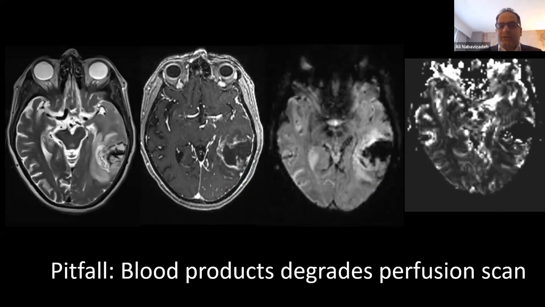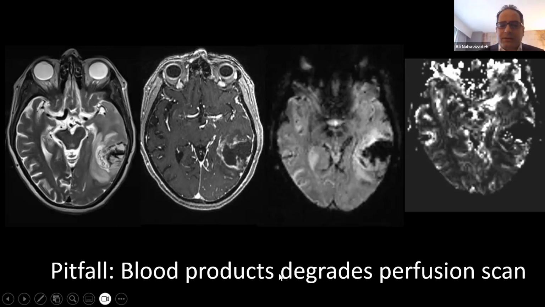So perfusion imaging, DSC, is very helpful with one pitfall, which is that blood products degrade perfusion because these are echoplanar T2 star weighted images. So if there is hemorrhage in the tumor, or more commonly, these patients undergo surgery, there are usually post-surgical changes from surgery causing susceptibility artifact, chronic blood product, and surgical material.